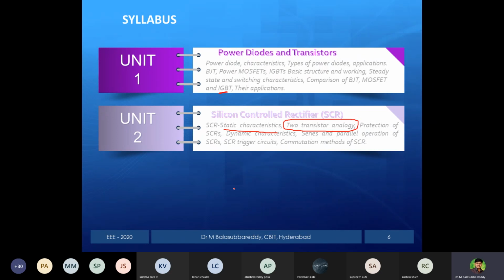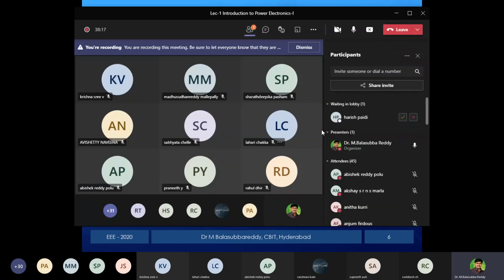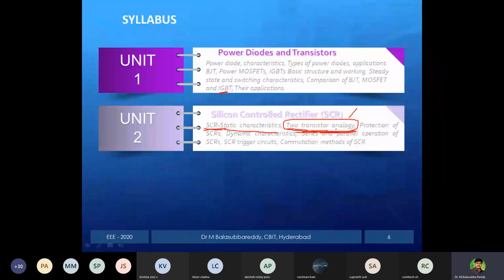Instead of directly using one SCR device, you can use two transistors to get an SCR model, but it is not required nowadays because the SCR is directly available and cheap. Still, the option is there. I will explain the two transistor model, or two transistor analogy, in which two transistors are connected such that you get the SCR function.